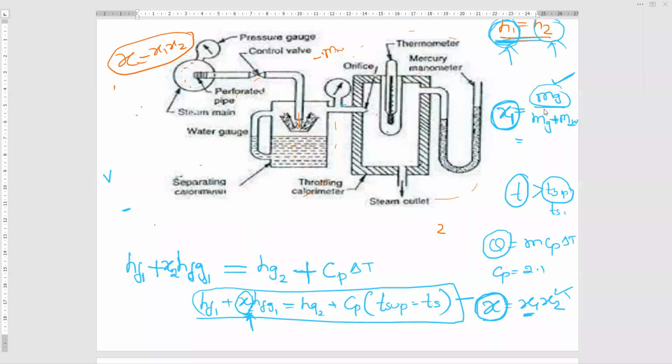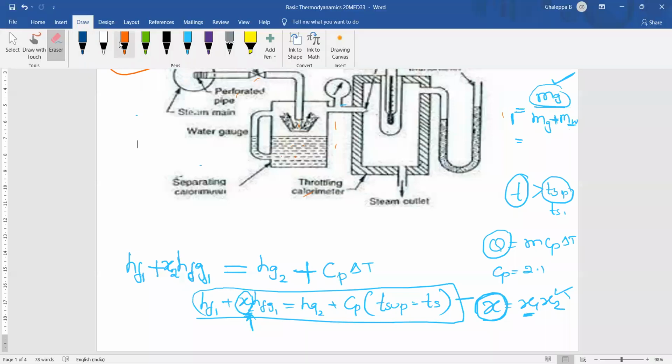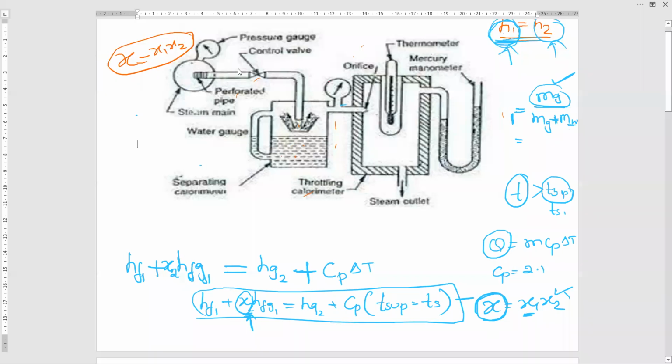So this entire experimental work, that is the combined separating and throttling calorimeter, consists of two parts. Just for understanding, I'm telling you; if you read the book, you will understand better. We will divide it into two parts. The first part is the separating calorimeter. The second part is the throttling calorimeter. That is the first point.